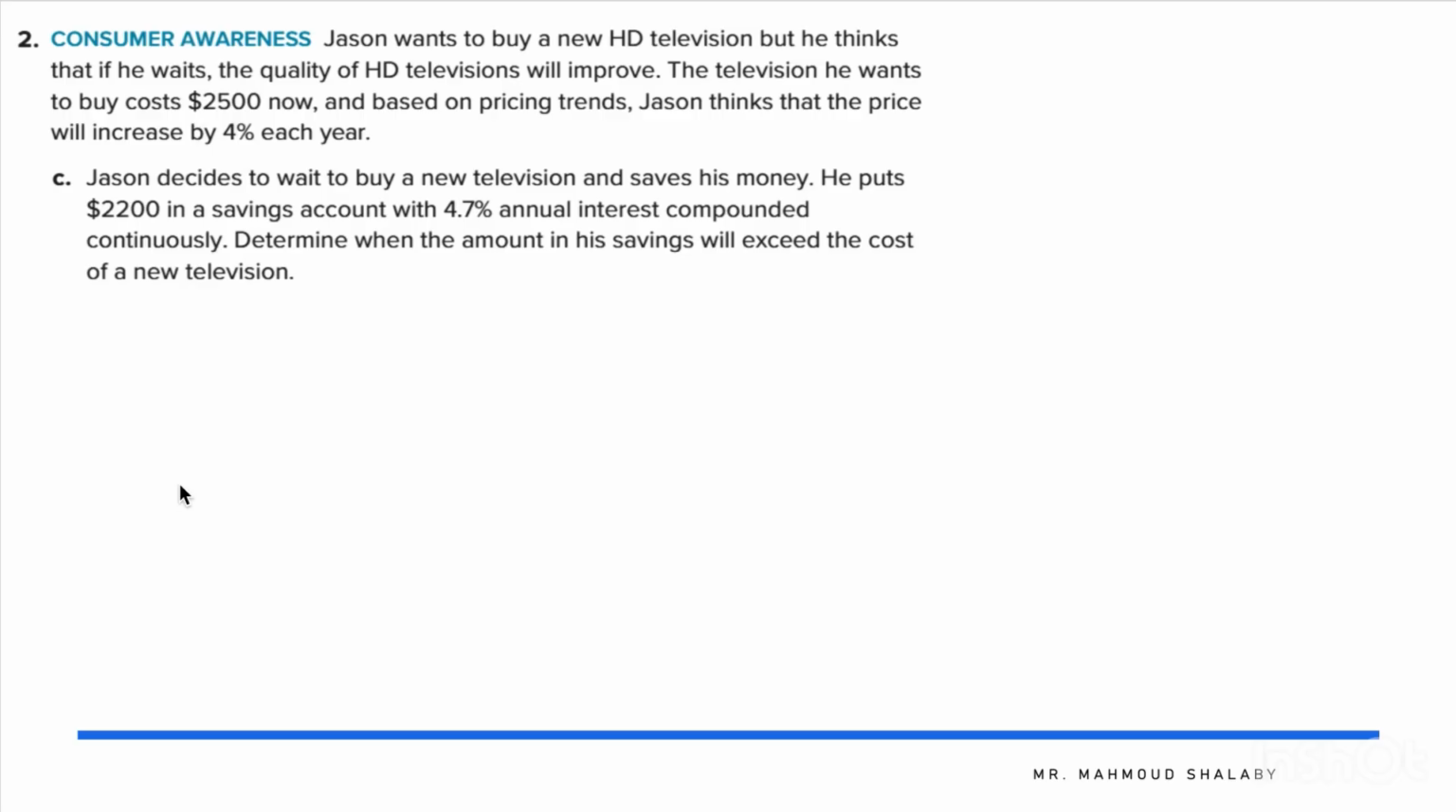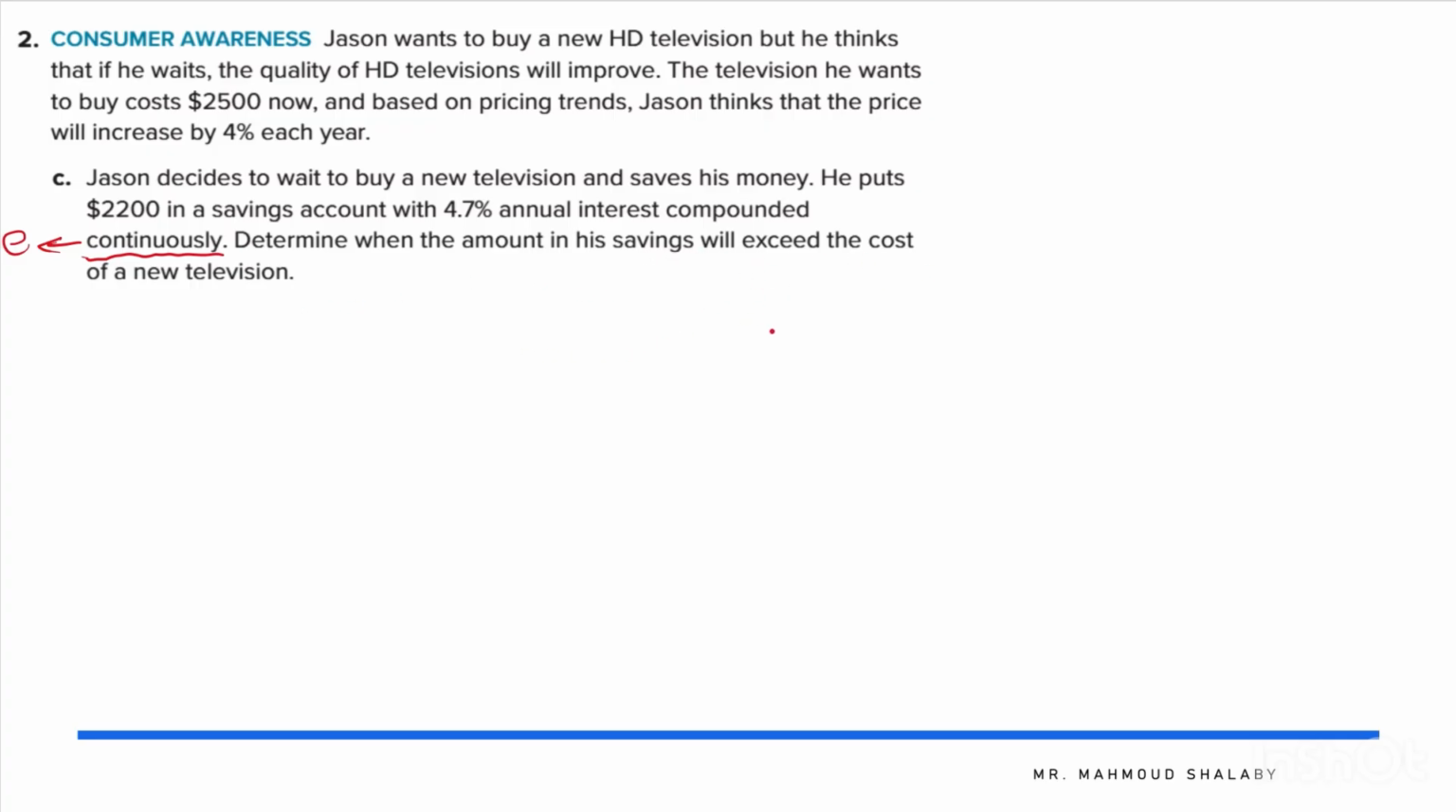Okay, we are still in the same question, but for part C there were changes. This is about the inequality. Jason decides to wait to buy a new television and saves his money. He puts 2,200 in a savings account with 4.7% annual interest compounded continuously. But why did he say continuously here? Do you remember? Continuously means I will use e. Determine when the amount in his savings will exceed the cost of the new television.